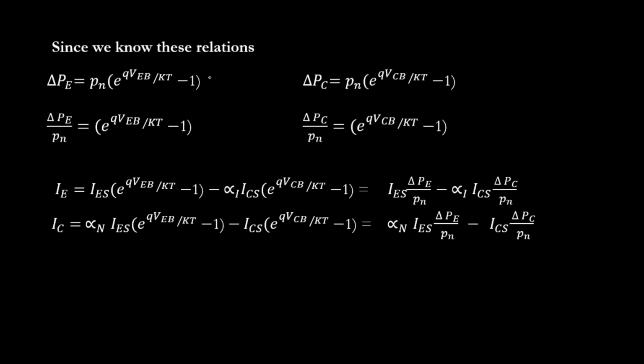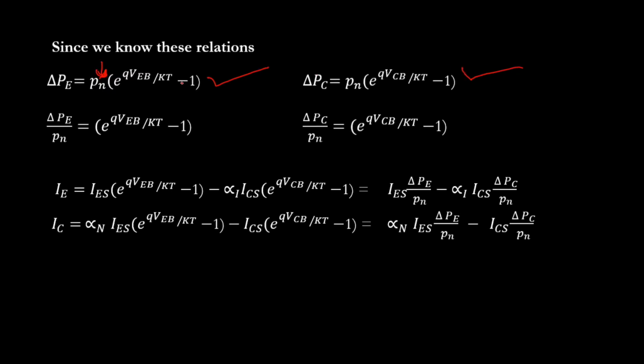We know these two expressions from before. Excess concentration delta PE is equal to Pn. What is this Pn? The minority charge carriers in the base, the holes in the base. What is delta PC? The minority charge carriers in the base. So this is EB, this is CB. We are applying voltage between emitter and base here, and on the collector side we are applying voltage between collector and base. So we have these two equations.